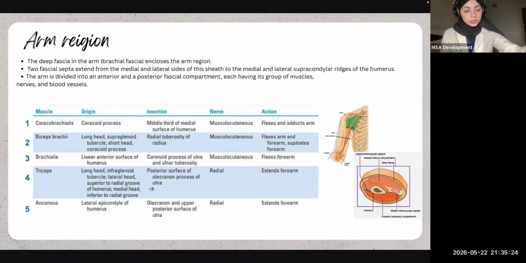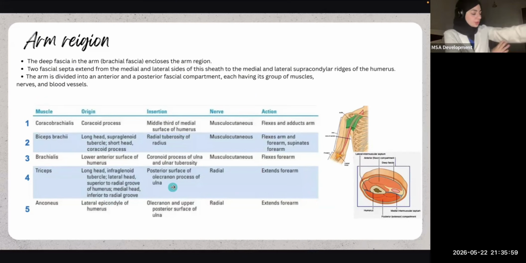For the brachialis, it's going to be at the lower anterior surface of the humerus. So right here, the humerus, at the lower anterior surface. Anterior surface as in, again, recall the basic anatomical position. And then it's going to go and attach to the coronoid process of the ulna. So the biceps brachii is going to go lateral to the radius, and the brachialis is going to go from the lower side and then go to the ulna. So right here is going to be my biceps brachii. Right here is going to be my brachialis.